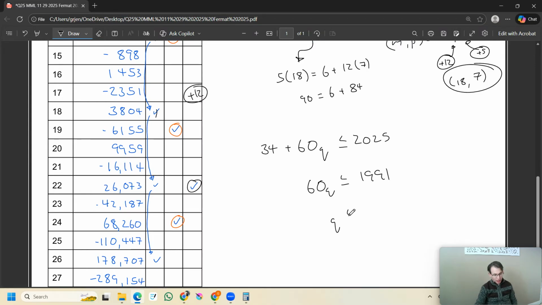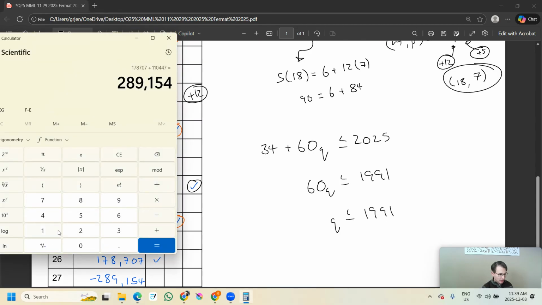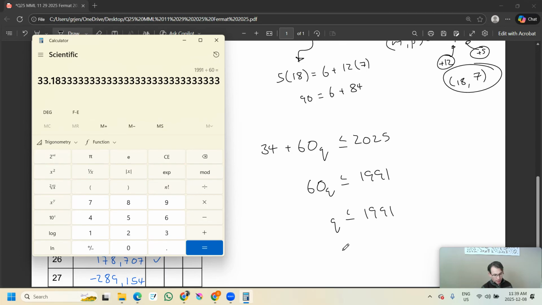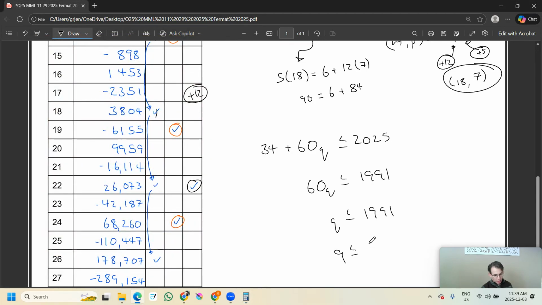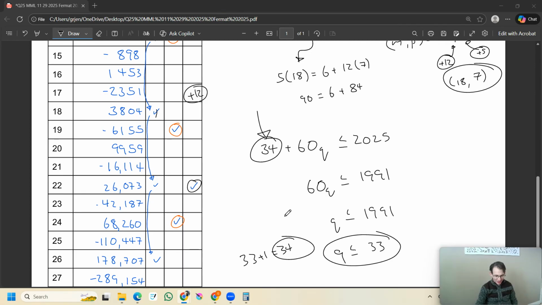And then we divide both sides by 60. So 1991 divided by 60 is 33 and a bit. So q must be less than or equal to 33. Okay, cool. So there's 33 answers. Don't forget the first one. When q is 0, that's still a solution. So we have 33 plus 1 equals 34 answers to this problem. Isn't that delightful? This is so delightful.